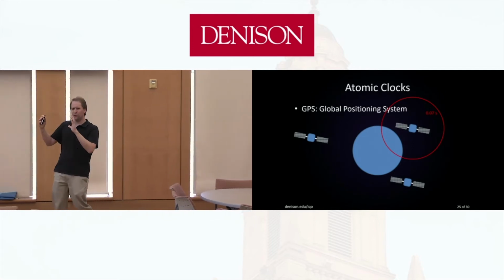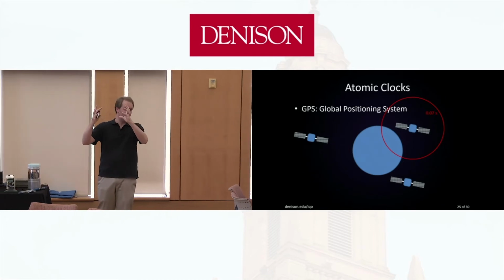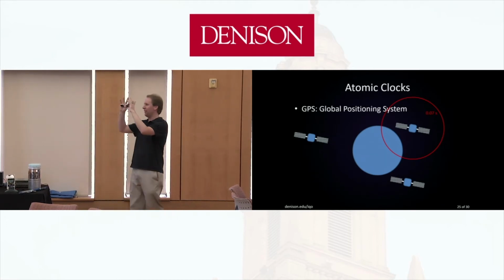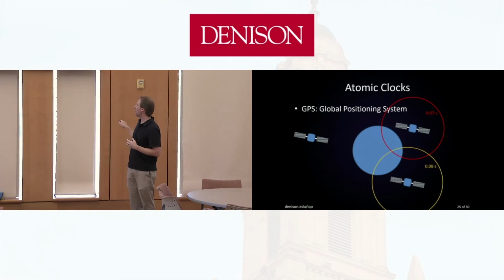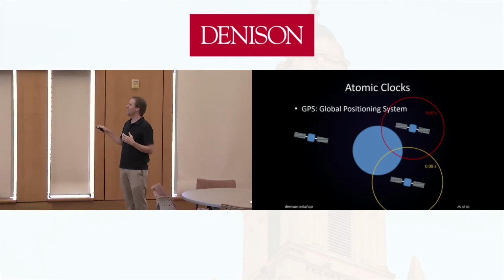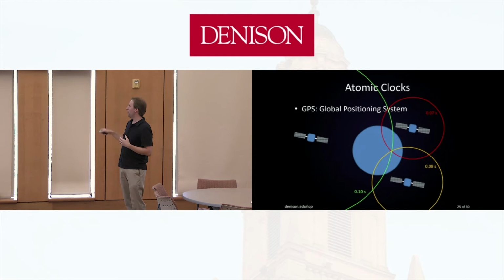And this is in 2 dimensions. In 3 dimensions, of course, that circle is actually a sphere. So there's a sphere that says I'm somewhere on this sphere, some distance away from that satellite. And then you can do the same thing for another satellite. Maybe it takes 0.08 seconds. And a third satellite, maybe it takes 0.1 seconds.